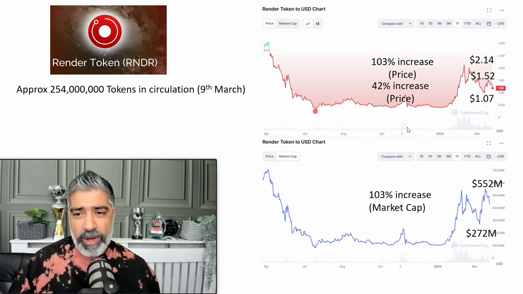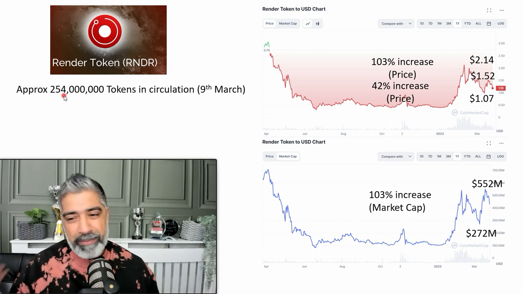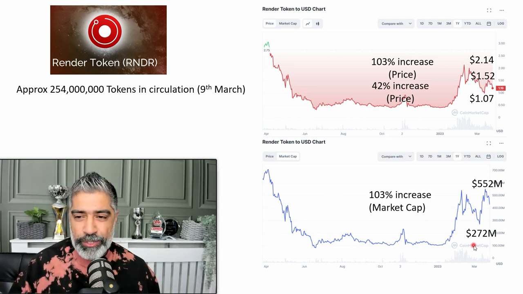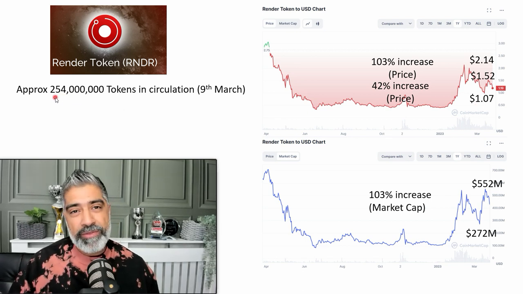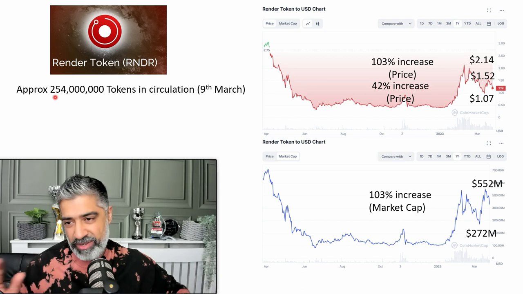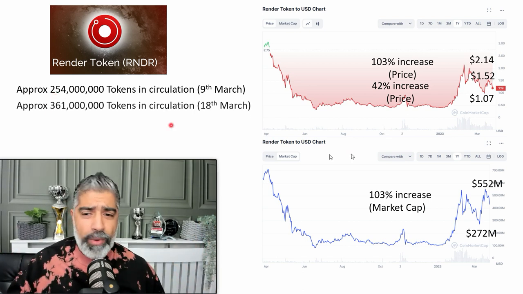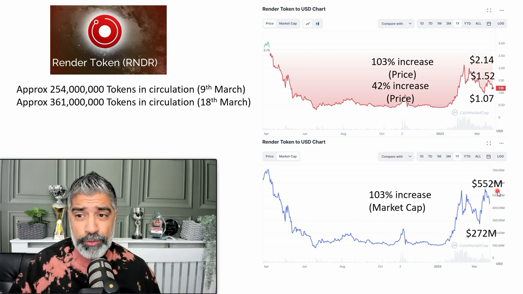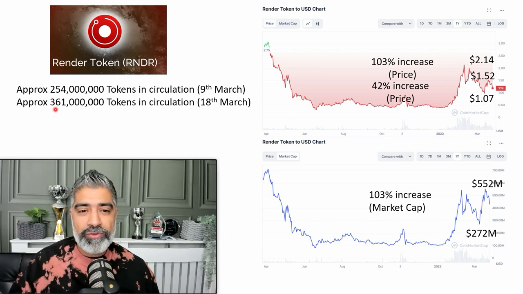So on the 9th of March, which is down here, there was approximately, just done the math, basically 272 million divided by $1.07 gives us approximately 254 million tokens in circulation. So that's all fine, nothing strange over there. But when we do 552 million divided by $1.52, we get what's in circulation right now, 361 million.